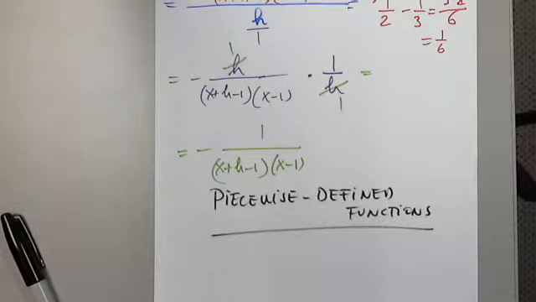What does it mean? For certain values of x, a certain function. For other values of x, a different function. For other values of x, a different function. That's a piecewise defined function.